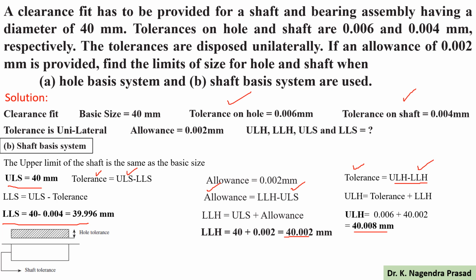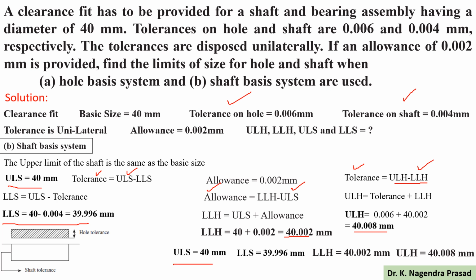So based on the shaft basis, the limits of sizes for hole and shaft are: the upper limit of the shaft is 40 mm and the lower limit of the shaft is 39.996 mm. Similarly, the lower limit of the hole is 40.002 mm and the upper limit of the hole is 40.008 mm.